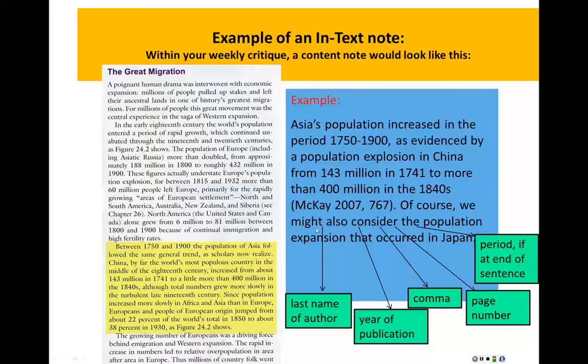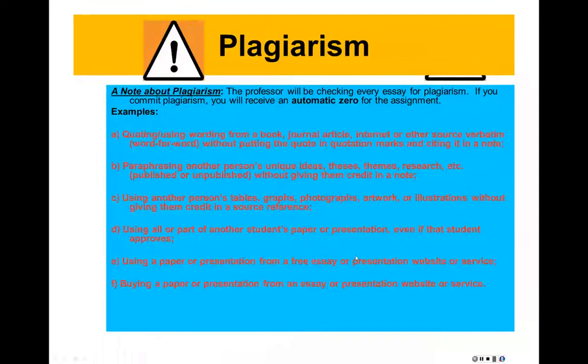And to do an in-text note, you would use the last name of the author of that source, the year of publication of that source, a comma, then you skip a space, and then you put the page number you found it on, close it off in parentheses, and put a period. That's how you do it. It's a parenthetical phrase, sometimes called an in-text note.